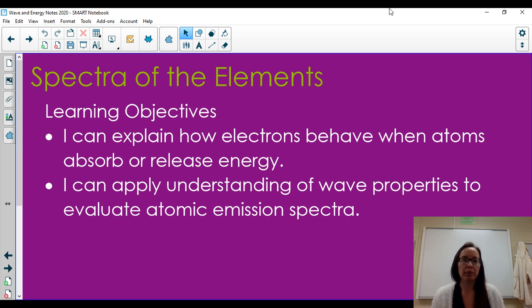So now that you know a little bit about properties of waves and characteristics that we can measure and record about energy, we're going to look at specific relationships of absorbing and releasing energy to individual elements. We already know a little bit that when energy is absorbed, that pushes electrons out, and as they fall back down, that energy is released. We are then going to use that understanding to identify why elements produce the specific atomic emission spectra that they do.